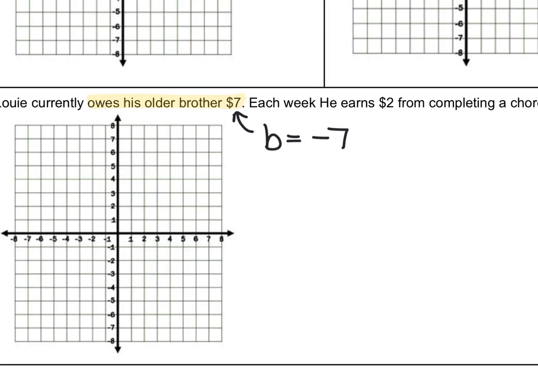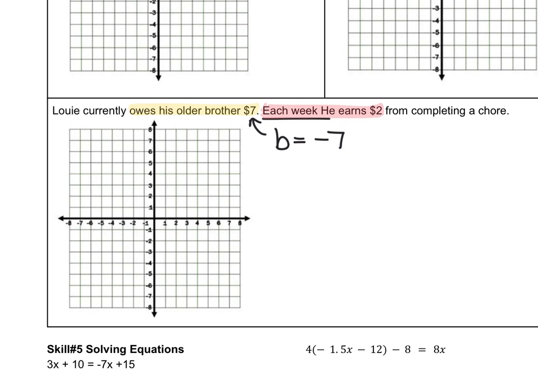Each week, there's a hint that it's a unit rate. Each week, we're going to earn $2 every single week, happening more than once. I'm earning $2 for completing a chore. So that means that will be my slope. I'm going up $2 every week, $2 more every week.